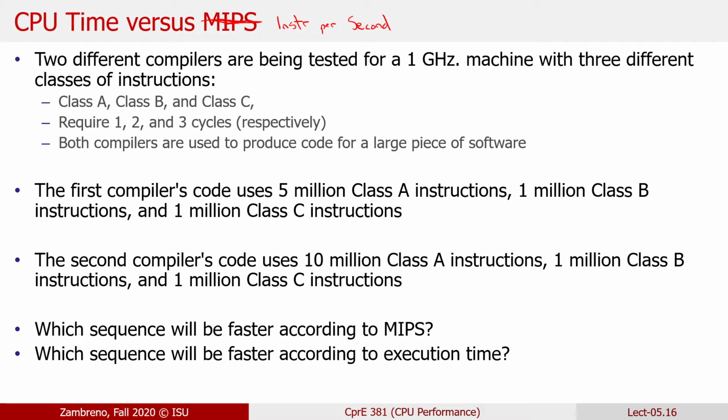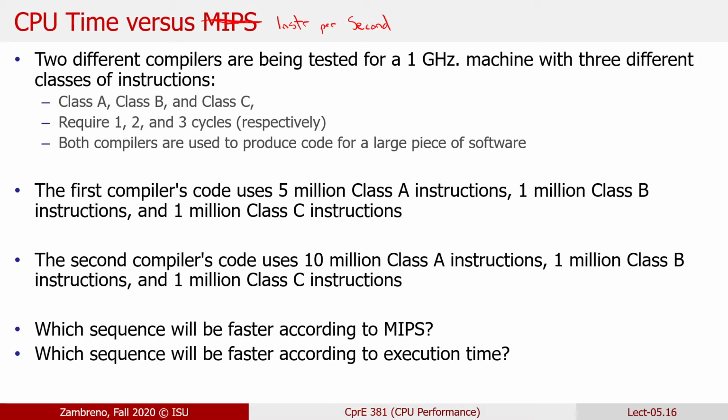Whereas the second compiler is generating 10 million Class A, 1 million Class B, and 1 million Class C. That's 15 million cycles. So that'd be taking 1.5 milliseconds to execute. So ultimately, we already would know, all else being equal, 10 million cycles versus 15 million cycles at the same clock frequency, well, that's 1 millisecond versus 1.5 milliseconds. Compiler A, or the first compiler, is going to be emitting better code. And that's ultimately what we care about.